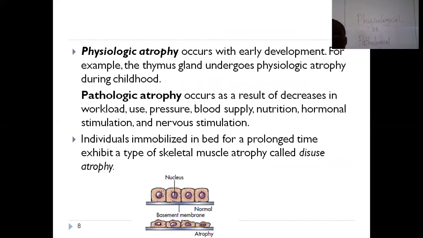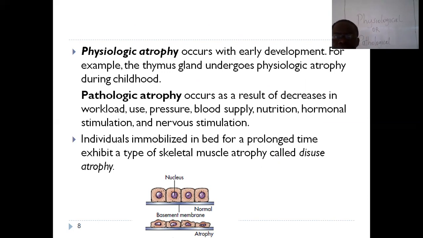Now, physiological atrophy basically occurs in early development, like, for example, the thymus gland. The thymus gland is located around the neck, in children; adults do not have it. Why? Because it's no longer of use. So basically, what happens is that it atrophies, and as a result, it shrinks and is no longer functional. So that is an example of a physiologic atrophy.